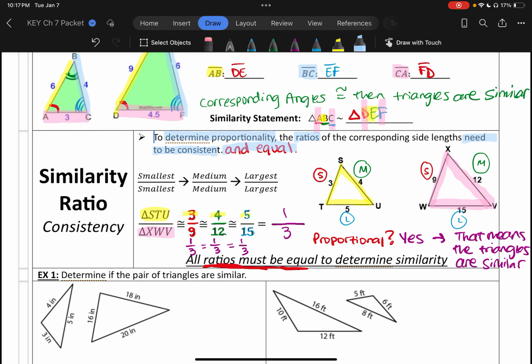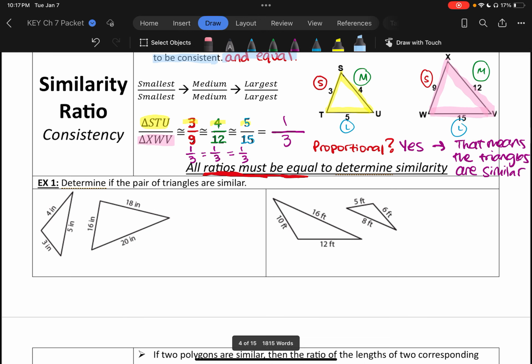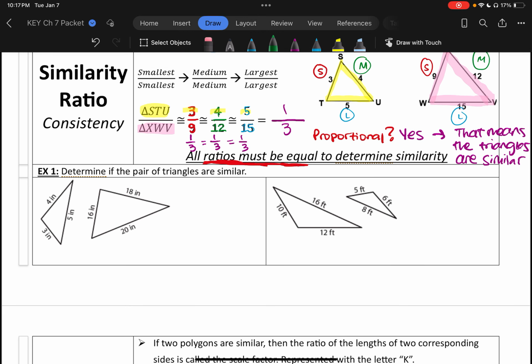And I'm going to give you guys a little flow chart that you can add to your notes so that you can better understand how to answer these questions, okay? And what it is that I'm trying to tell you guys. So we're going to use this flow chart to determine whether or not triangles are similar.